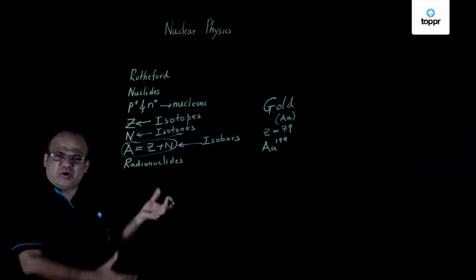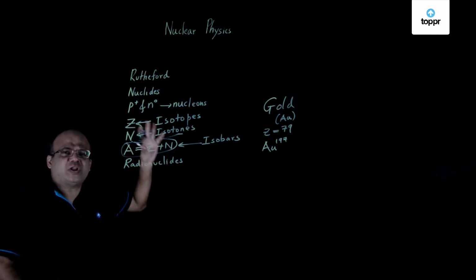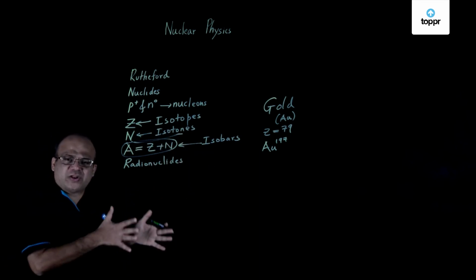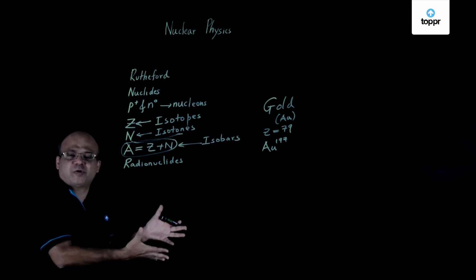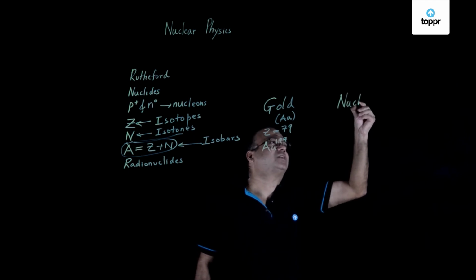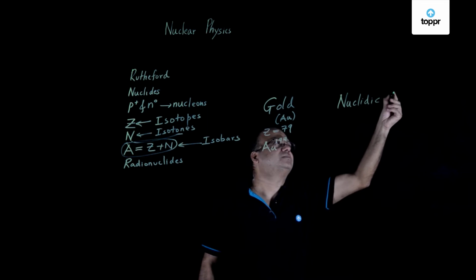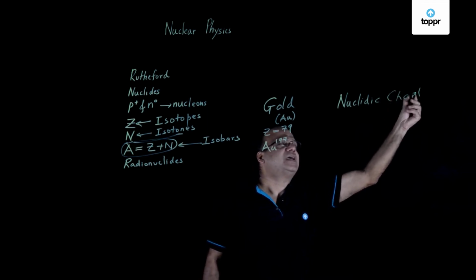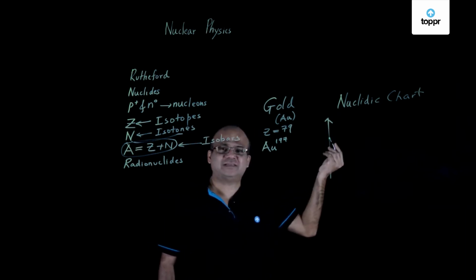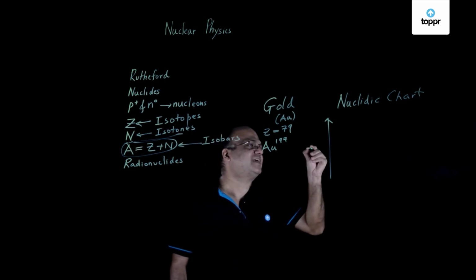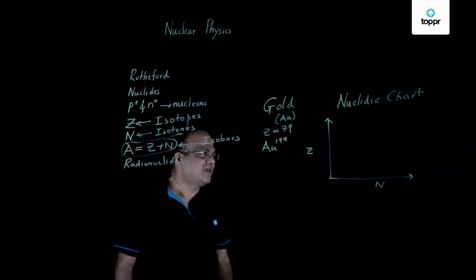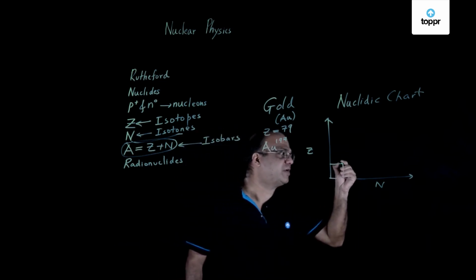Now, if you look at the periodic table, there is only one box for gold. So various isotopes of gold we cannot put in separate boxes and write their properties. For that, we have got something called nuclidic chart. In a nuclidic chart, either Z or N will be on the y-axis, so let us take Z here, and N is on the x-axis. So gold, all isotopes will come in separate boxes here.